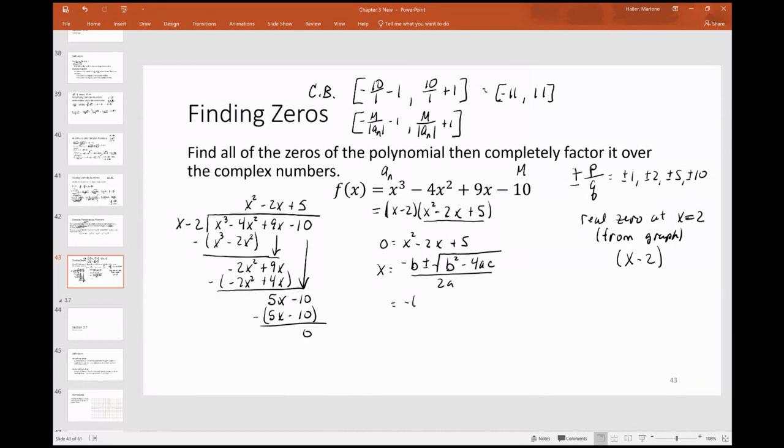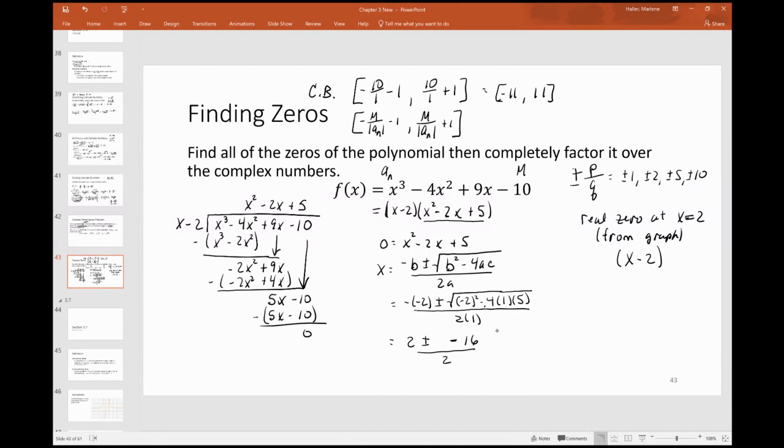Negative b would be negative of negative 2, plus or minus the square root of b squared, that's going to be negative 2 squared, minus 4 times a, which is just 1, times c, my constant term is 5, all over 2a, well, that's 2 times 1. So when I simplify that, I get 2 plus or minus the square root of 4 minus 20, or negative 16, all over 2.